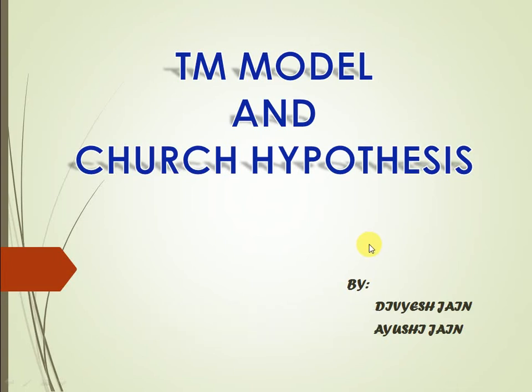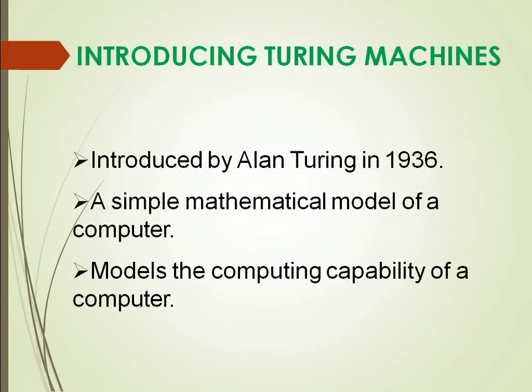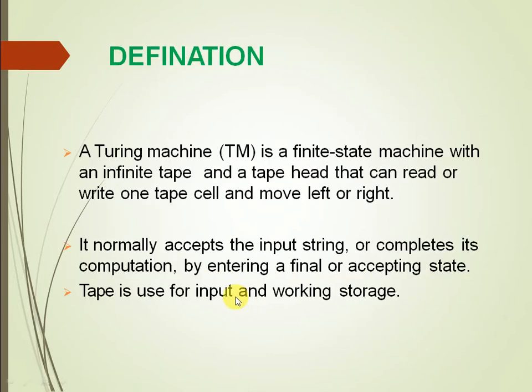Hello friends, today we are here to study the TM model and Church hypothesis. The TM model is a model given in 1936 by Alan Turing. It is a simple mathematical model of a computer used for computing the capability of a computer.